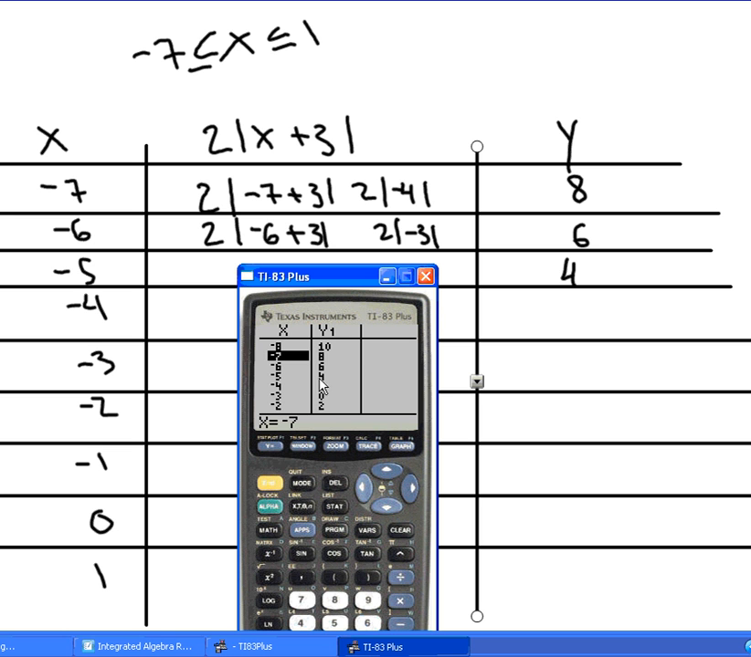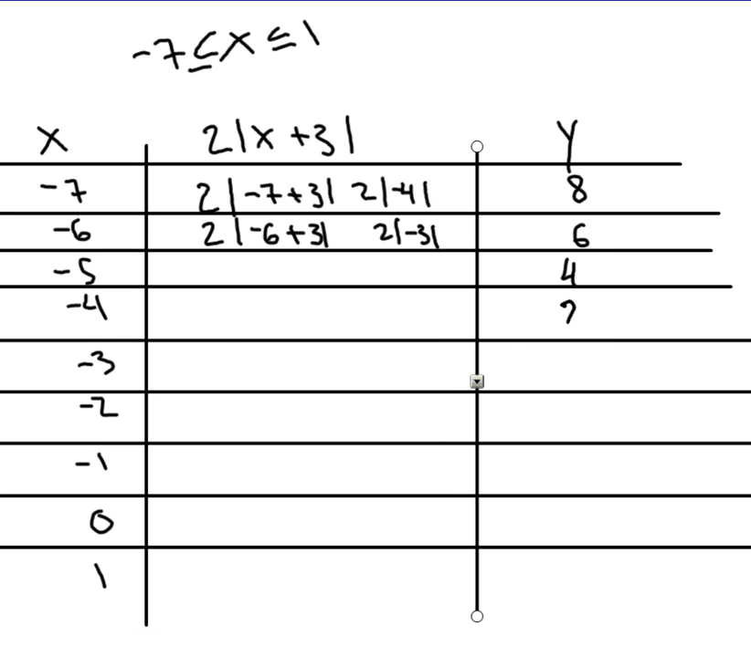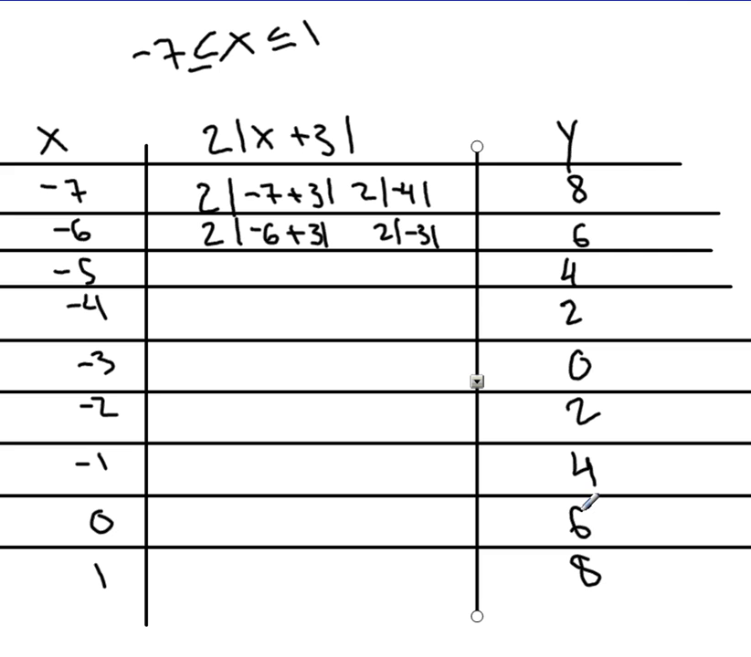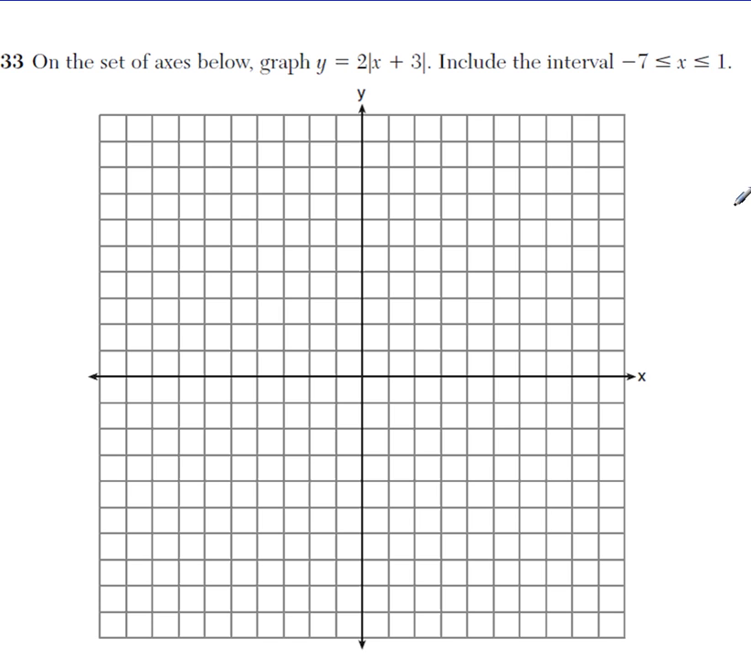So it goes 4, 2, 0, 2, 4. Negative 1, that's going to be 4. 0, we get 6. And 1, we get 8. So these are my table of values. You could always pull them up from the graphing calculator. Okay, now it's time to graph.